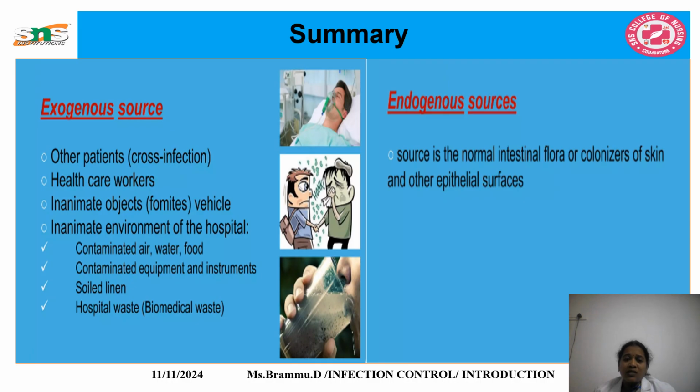So to summarize, hospital acquired infection would be either exogenous, which is external, or endogenous, which is from the patient's own body surfaces or intestinal flora. The exogenous might be from cross infection from other patients, healthcare workers, inanimate objects, that is the fomites the patients are using, and the inanimate environment of the hospital such as contaminated air, water and food, contaminated equipment and instruments, soil, linen and biomedical waste.